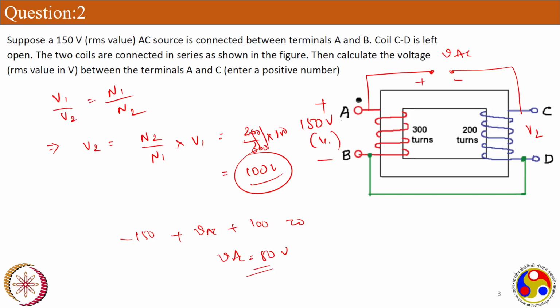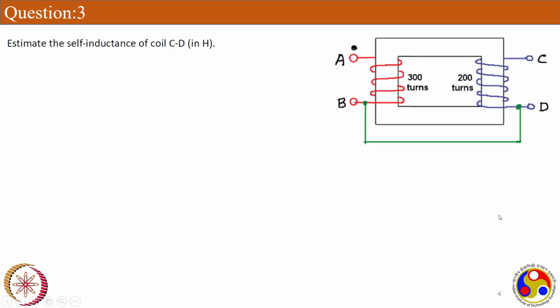So with that you can directly calculate the voltage across the VAC if you know the voltage V1 and V2, right? Okay, now self-inductance. So these are some important formulas we are going to discuss today.